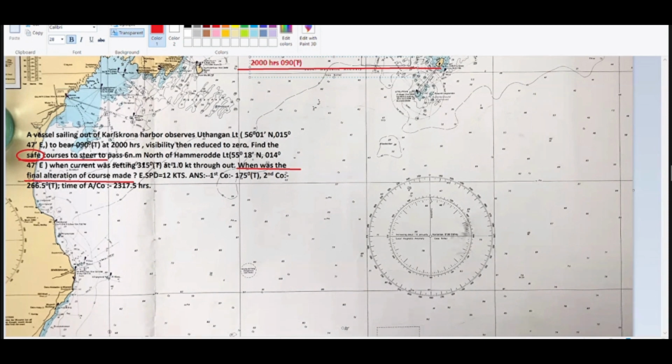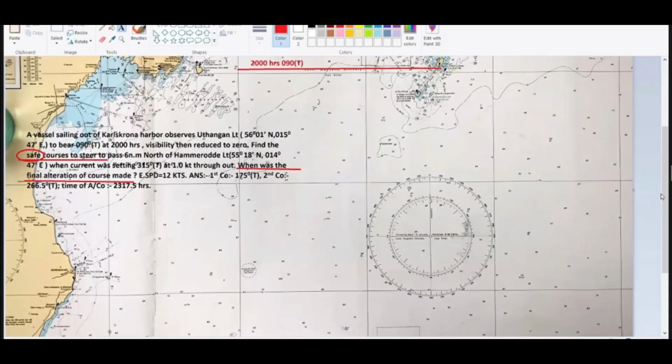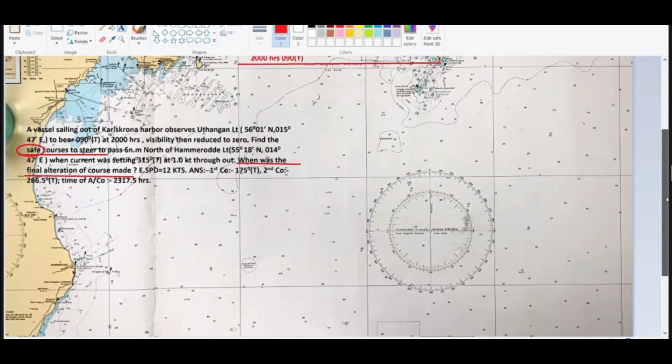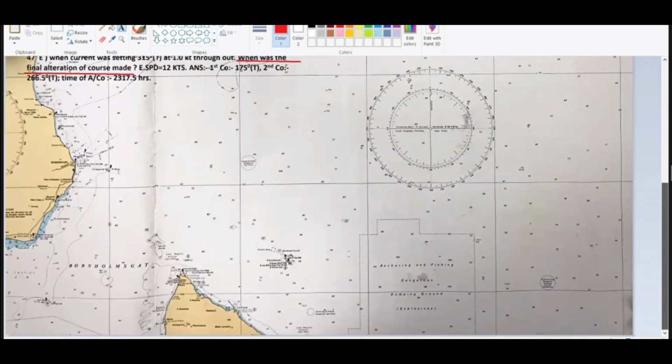Now what is it telling? Visibility then reduced to 0, but I have to pass 6 miles north of Hammerod. Blind navigation, since visibility reduced to 0. Hammerod 6 miles north.